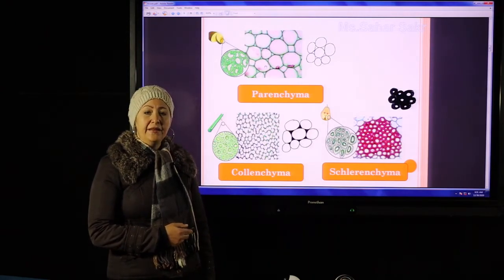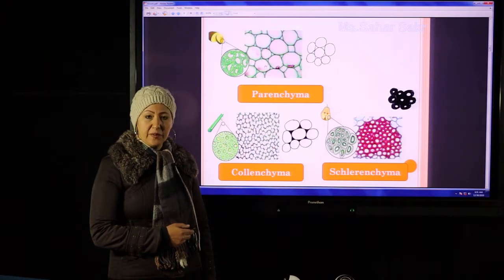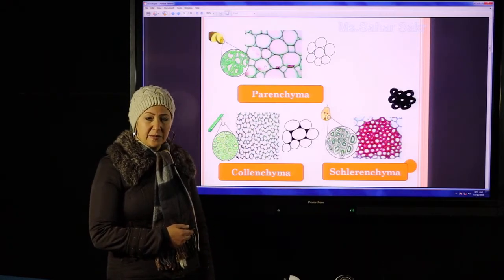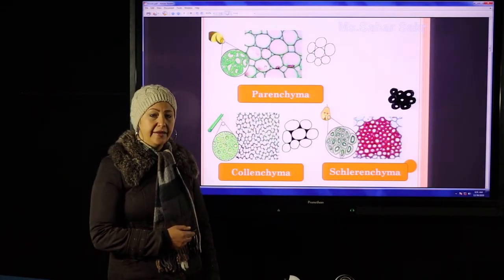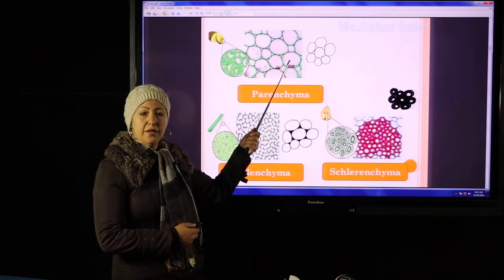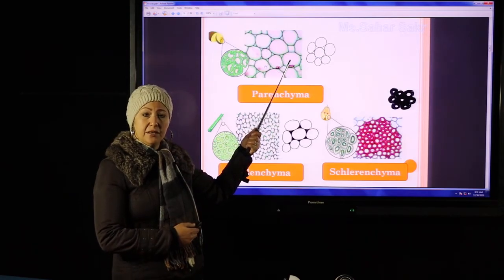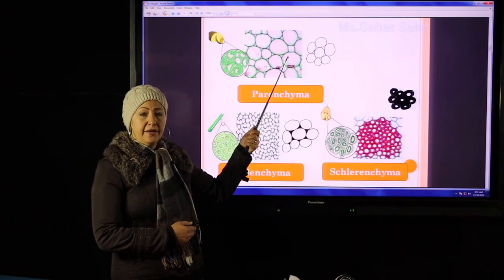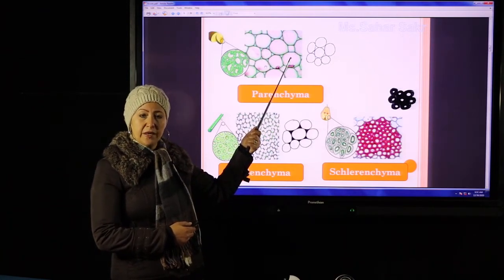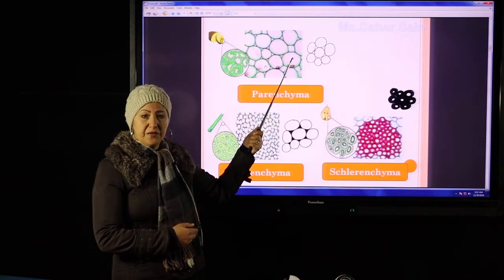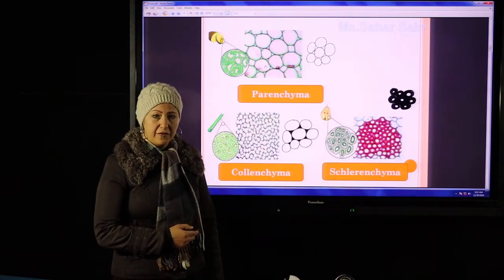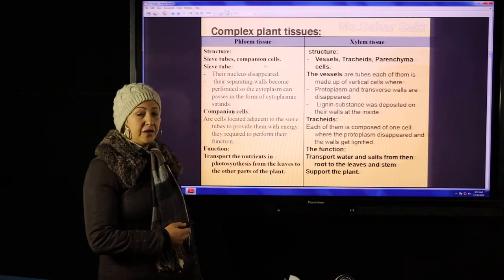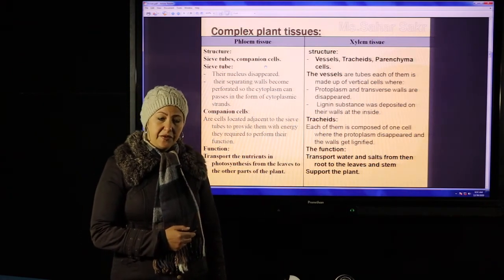Number one, it gives aeration for the plant because they contain air spaces between the cells. Number two, it helps in the photosynthesis process. Number three, if it contains chromoplasts, it helps in coloring of the plant. Number four, if it contains leucoplasts, it stores food for the plant in the form of starch. These are the three types of simple tissues in the plant.